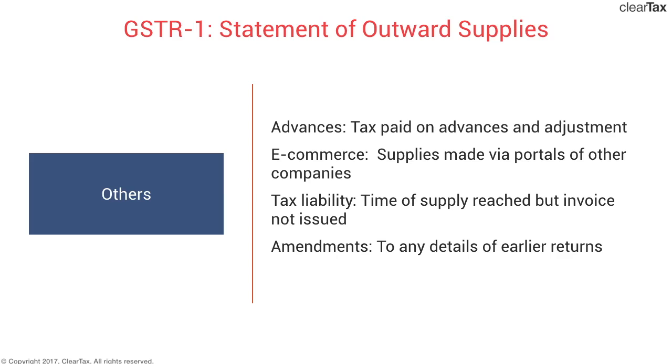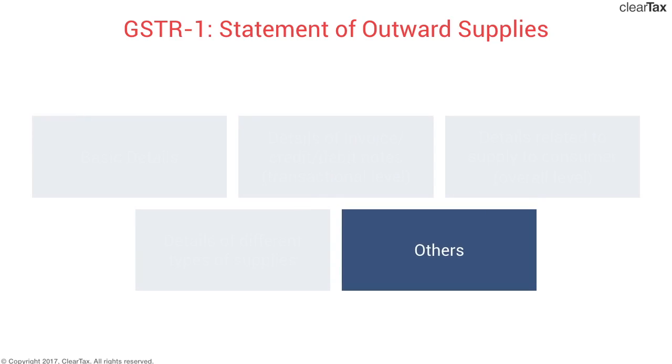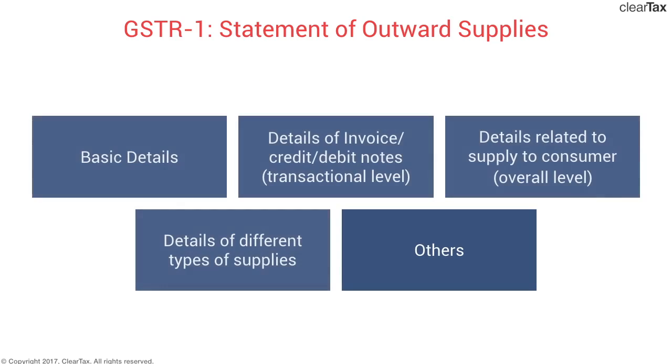The last information that you'll have to fill in GSTR 1 is related to all other details. If you've changed any of the details of earlier returns, then you'll have to reflect it in the period that you've changed the details. Put it in GSTR 1 and inform the government that you've made so and so changes from what you've informed the government in earlier returns. Those were the 5 things that GSTR 1 broadly asks you for.